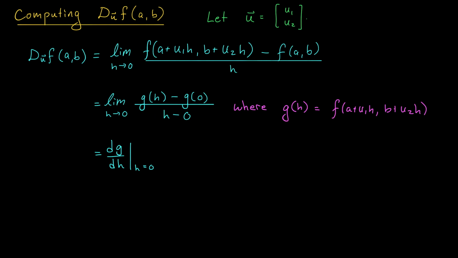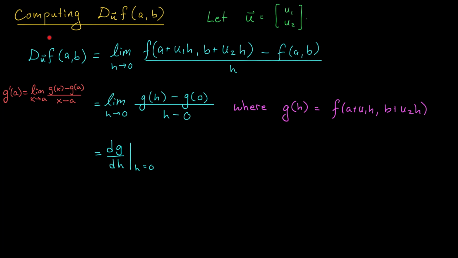Now, does this limit look familiar? You may remember seeing something like this back in Calc 1. When you computed the derivative of a function g of x at some point x equals a, you would have looked at the limit as x goes to a of g of x minus g of a divided by x minus a. Well, that's exactly what we have here, except instead of x, we have h, and instead of a, we have 0. So this expression here is the regular derivative of g with respect to h evaluated at h equals 0. That's step one of our argument.